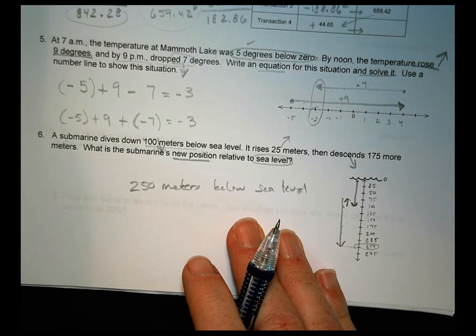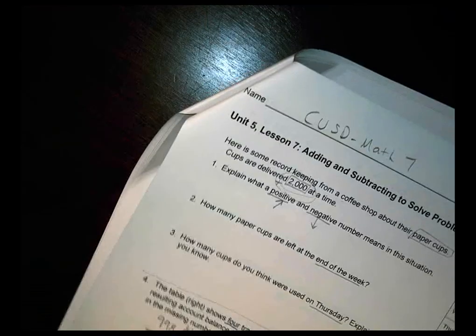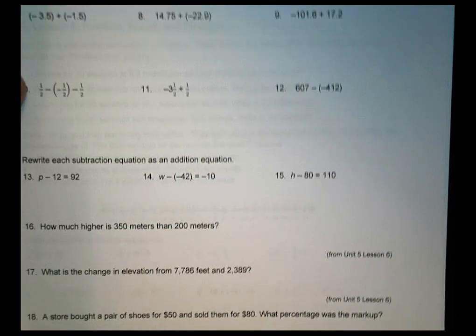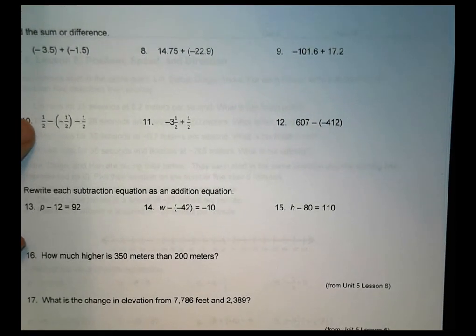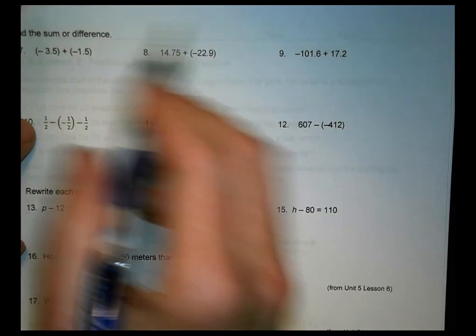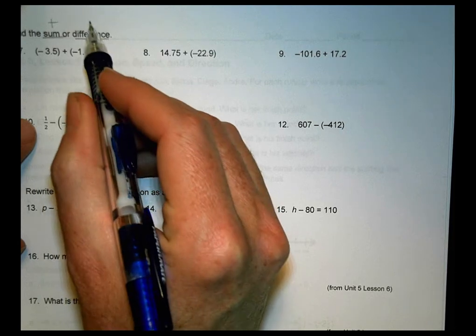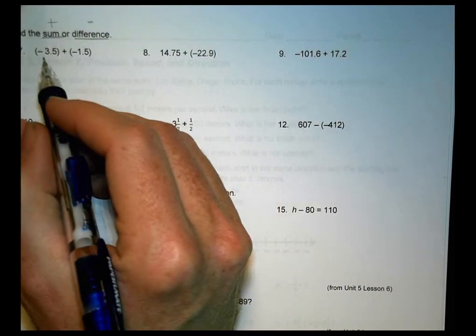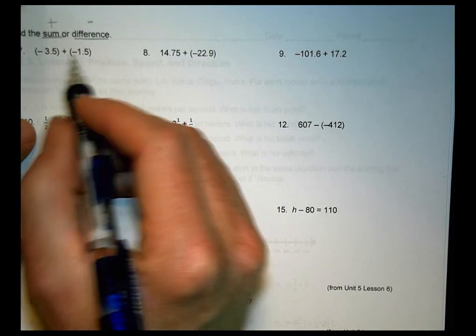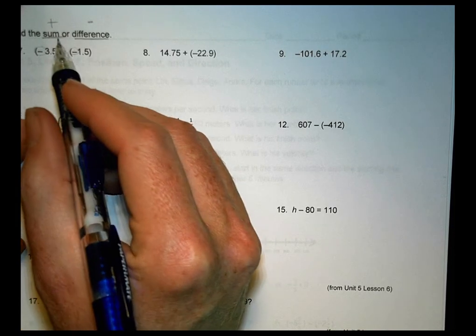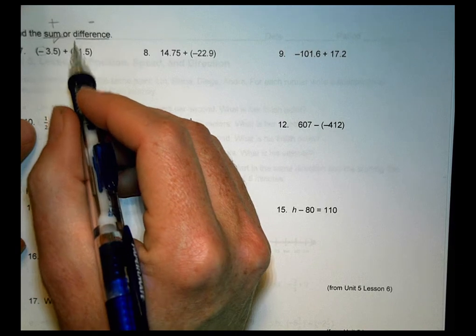Okay, so let's turn the page and take a look at the back side. Alright, we begin first of all with a little cluster of problems here, and I'll just do a couple of them just to kind of get you in the mood. So let's find the sum, which is what happens when you add, or the difference, what happens when you subtract. Here we have two negative numbers that we're going to add together. So when our signs are the same, we find the sum and we keep the sign the same.